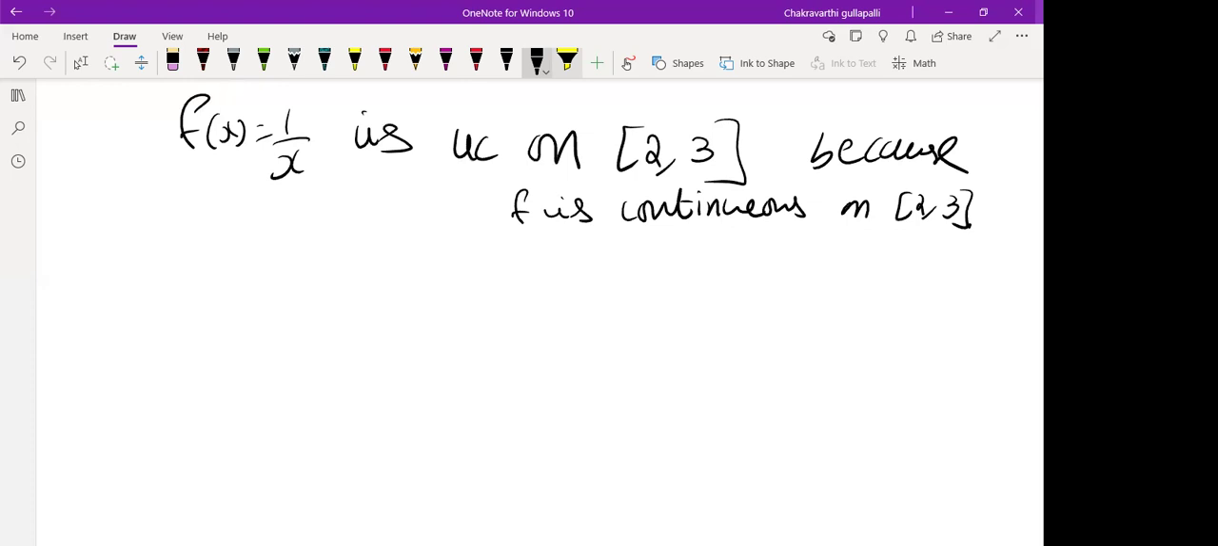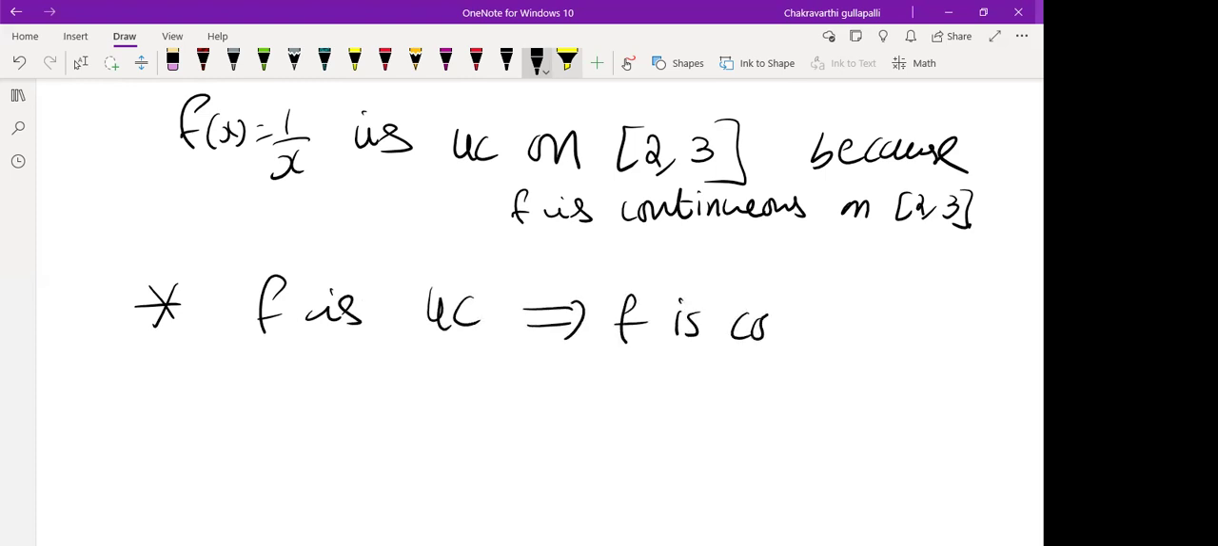Okay. So sometimes we can escape doing it like this. How did this concept come? We have the theorem which I stated. The important result we have seen is: f is uniformly continuous implies f is continuous. Listen carefully. I actually used this. f is uniformly continuous. UC means uniformly continuous. f is continuous.